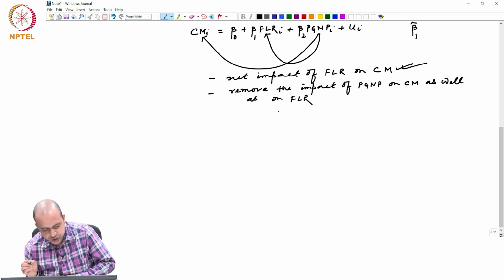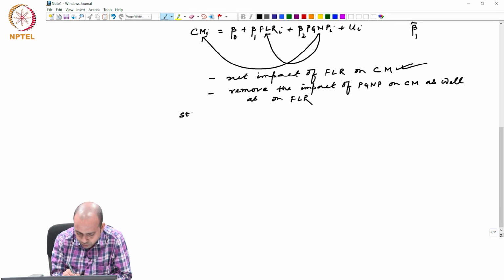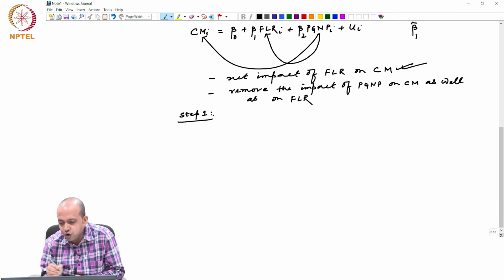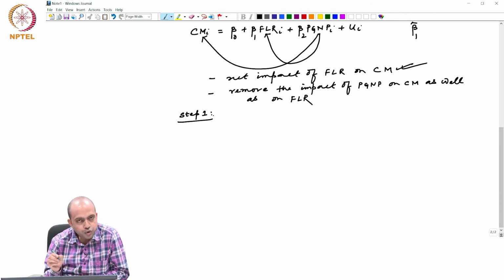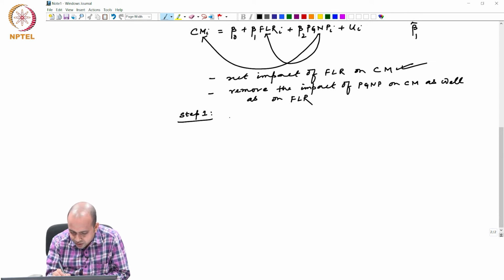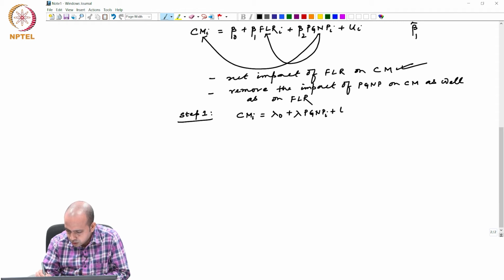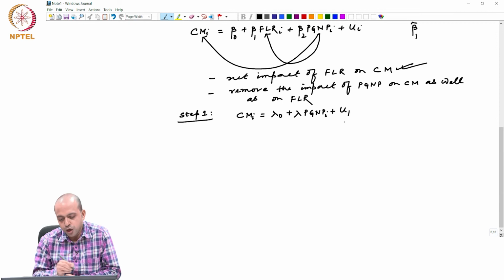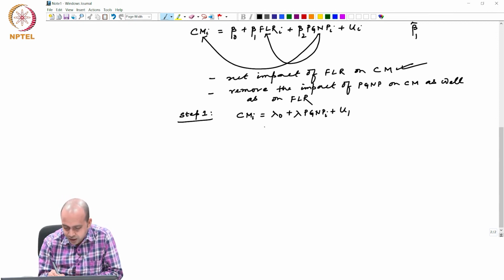How to do this? So, step 1, to remove the impact of PGNP on CM, what do we actually do? We will regress CM on PGNP and we will run this type of regression. Let us say lambda 0 plus lambda 1 PGNP plus, let us say, U1. We will run this regression and get U1 hat.